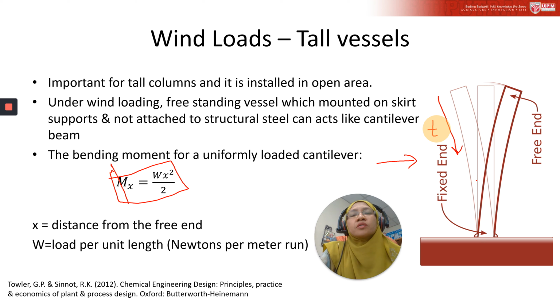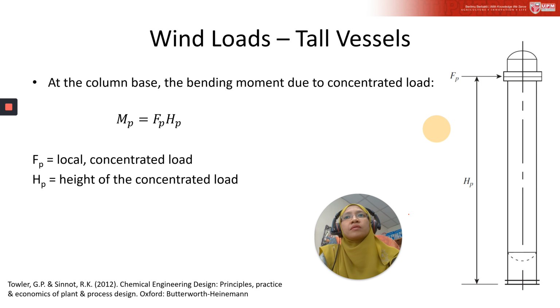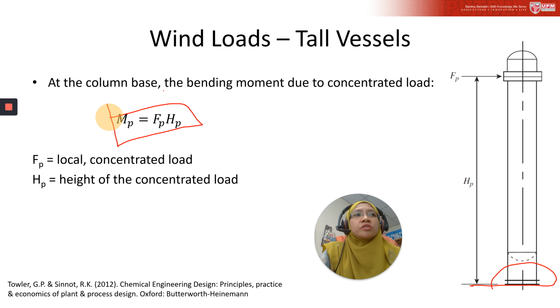So at the column base, this area, the bending moment due to concentrated load can be represented by this equation, where FP is the local concentrated load at the top here, and HP is the height of the concentrated load above the column base.